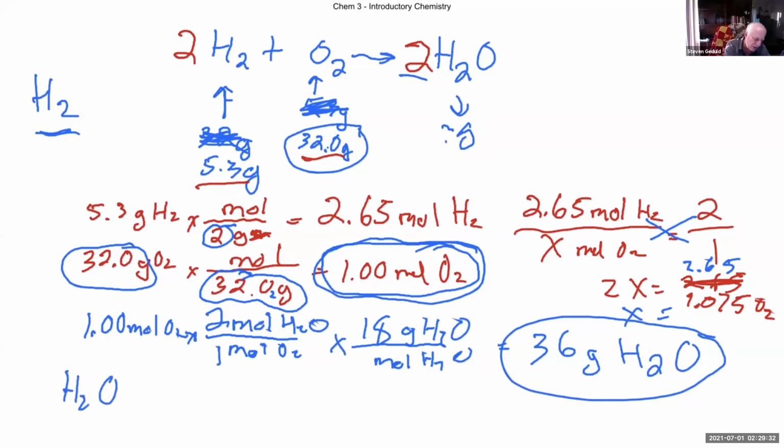H2O is 2 hydrogens, 1 oxygen. So 2 and 16. Each hydrogen is 1. I have 2 of them. And each oxygen is 16. So that gives me 18 grams per mole for water. That's a 2. Does that make sense?